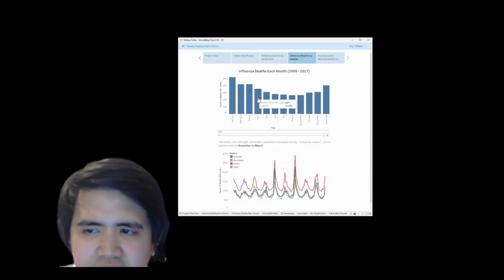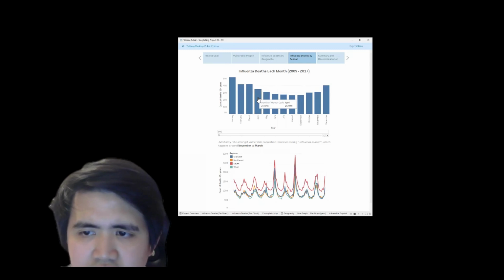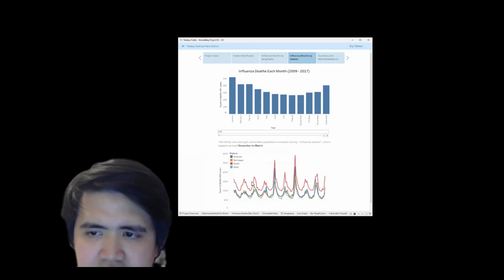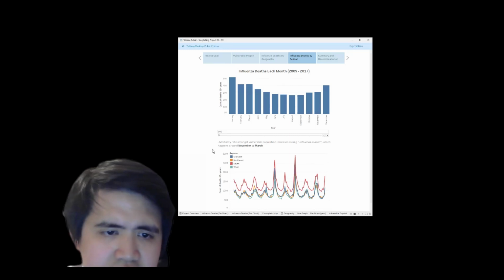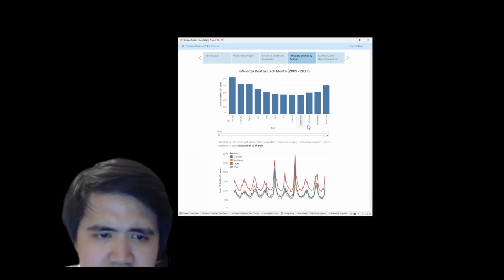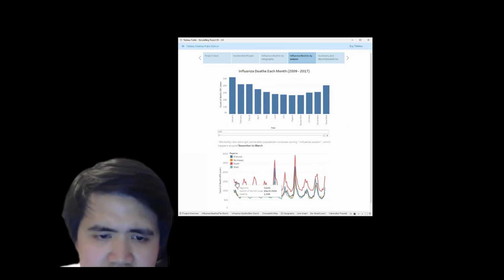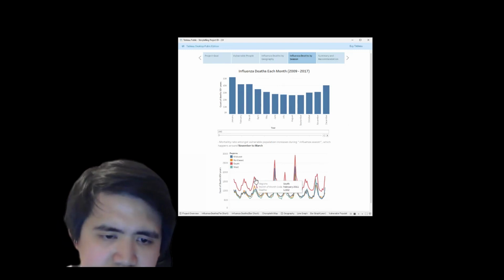Going to my next slide, we have here a column chart that shows the amount of deaths for vulnerable people across all the states each month from year 2009 to 2017, and a line chart that shows the total deaths for each region every year. These charts show that the mortality rate amongst the vulnerable population increases during influenza season, which starts from November till March.